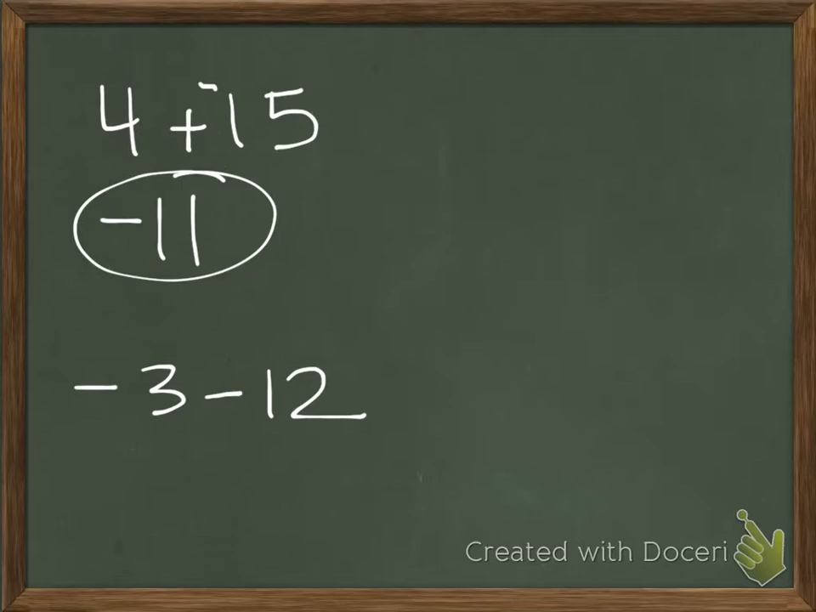Here we're also save, change, change. So we save the negative 3, then we change this to a positive and this to a negative. And now we're left with adding two negatives. When we add with the same sign, we just add them and take the same sign.